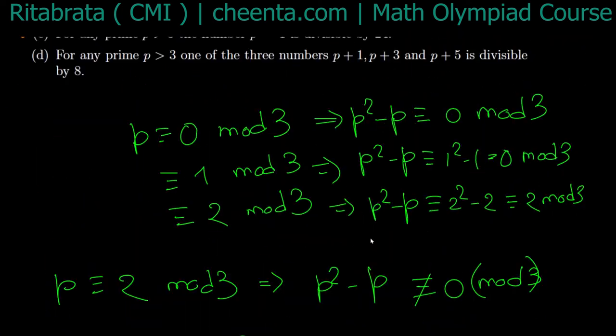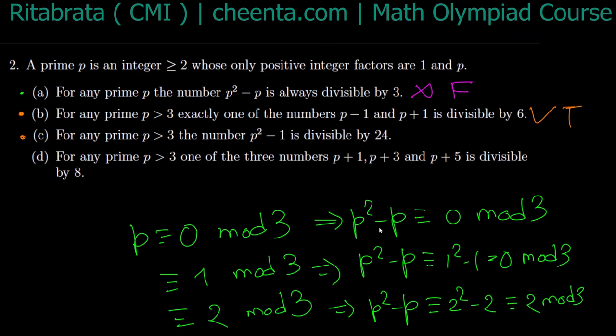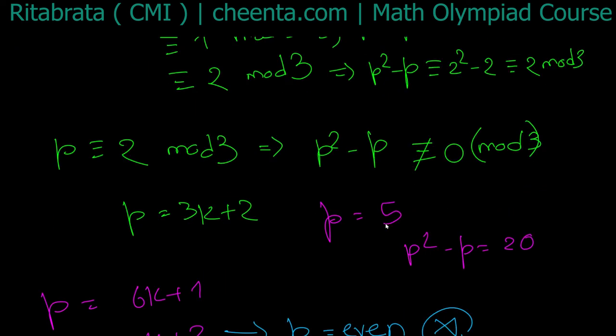So using this, to have p square minus 1 divisible by 24, we individually need that 3 divides p square minus 1 and 8 divides p square minus 1.